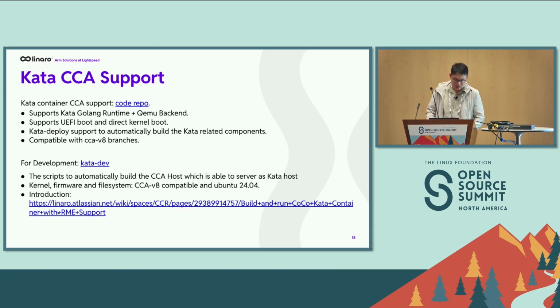For development, we have also written scripts to build the CCA host, the Kata-capable CCA host, because the host for running Kata is a little different from one for just running a CCA ROM. Kata needs more kernel configurations, and it usually needs a root file system. Currently we are using Ubuntu. We have also written a development guide for running Kata and Cocoa in confidential computing with CCA.